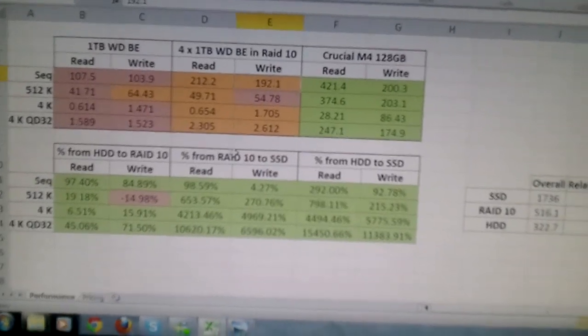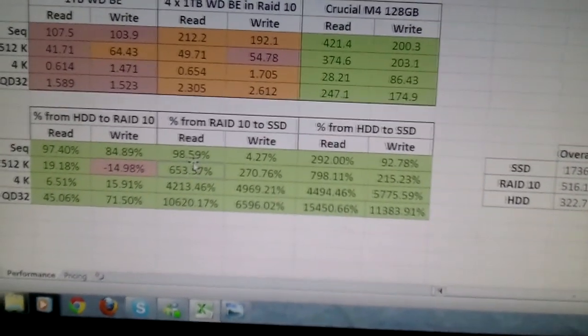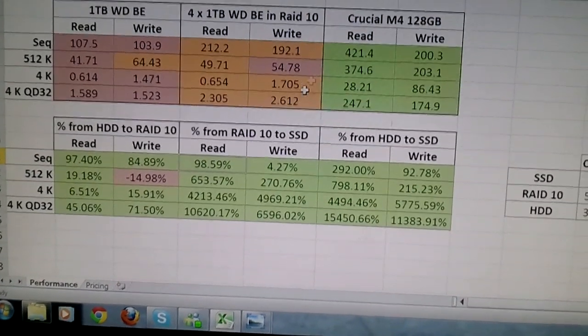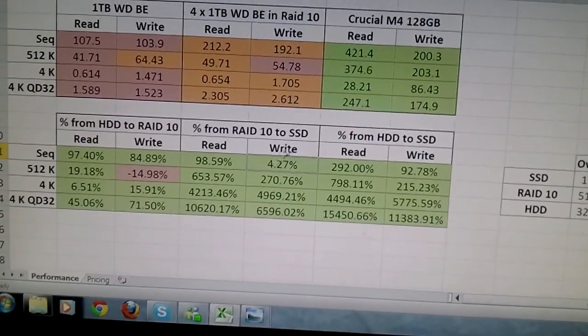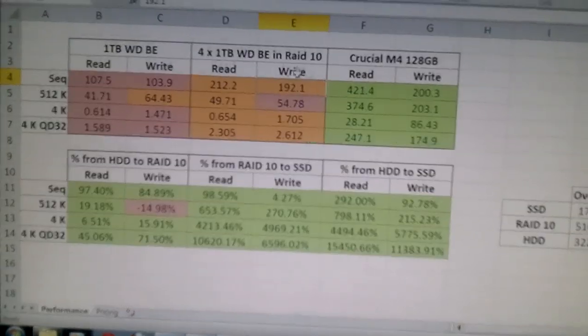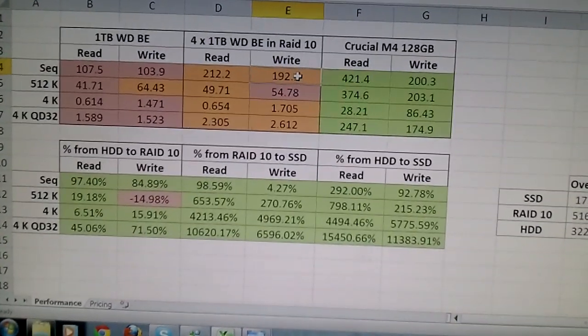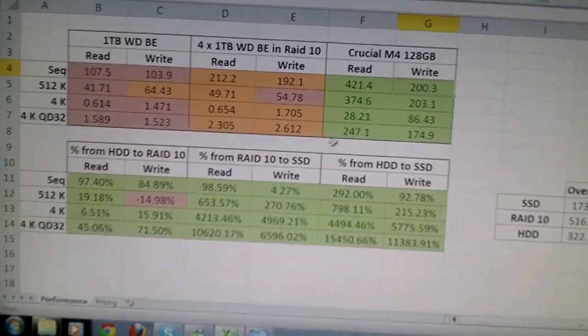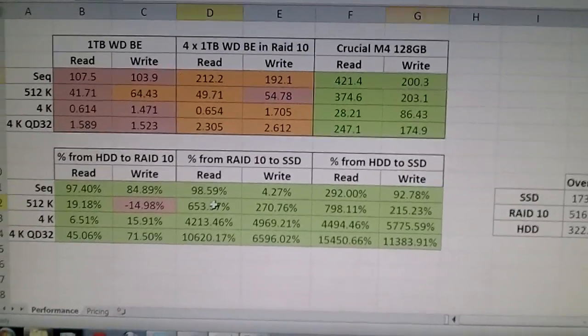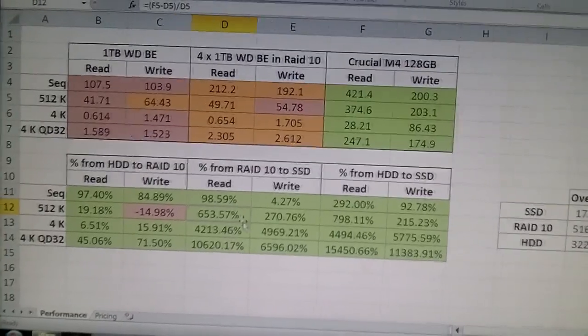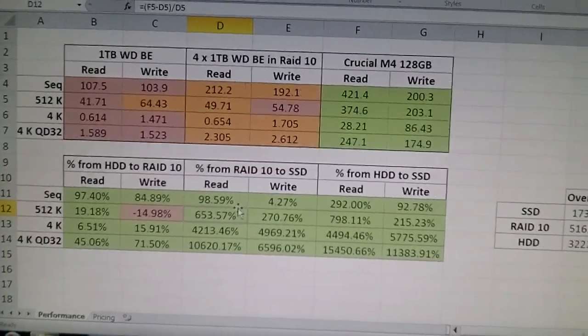Now, let's look at RAID 10 to an SSD. You get 100% more again, so from 200 to 400, that's 100% more. And for the write, only 4%, because the RAID actually performed very well, 200 MB/s write, and the Crucial M4, almost 200 MB/s again. For the random, oh my god, look at that, 600%.